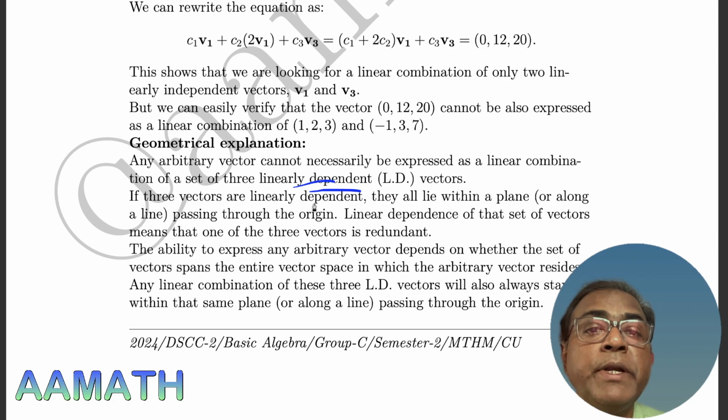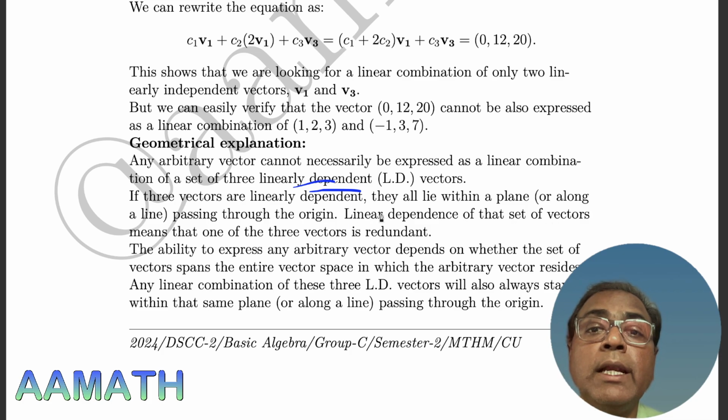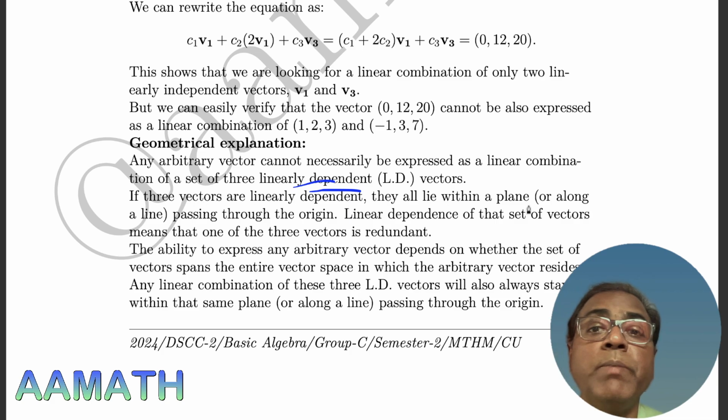For a set of three dependent vectors, at least one of the three vectors must be redundant. So there are two linearly independent vectors, and by these two vectors we get a plane. If two vectors are linearly dependent, there is only one vector, and this is only a single line. So linear dependence of that set of vectors means that one of the three vectors is redundant, and these three linearly dependent vectors all lie within a plane.